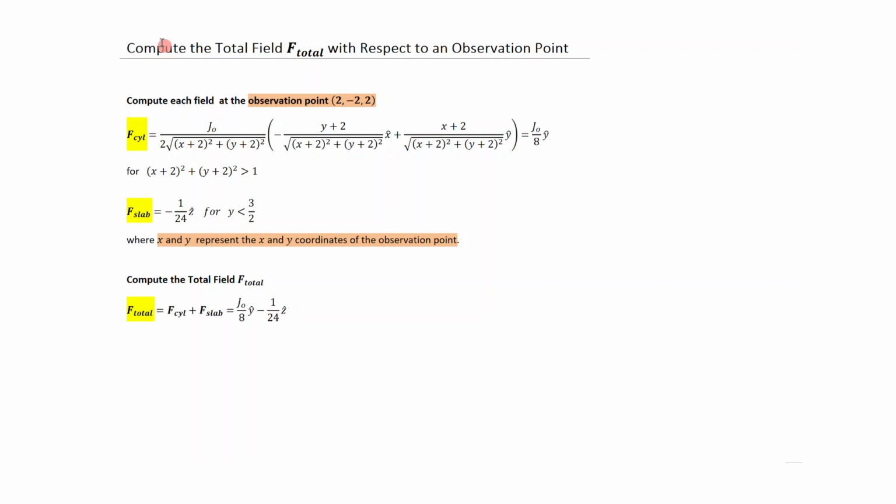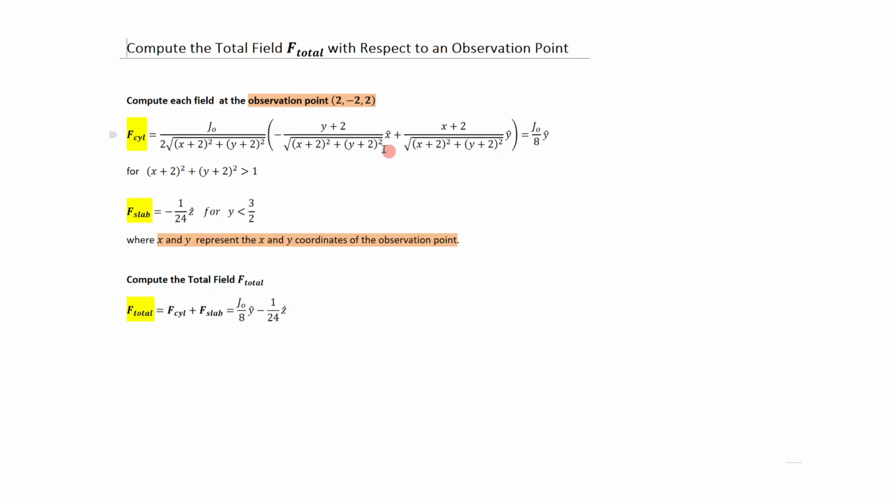All right, so the last step is to compute the total field with respect to an observation point. The observation point in this case has coordinates 2, minus 2, 2. Now, since this observation point is exterior to the slab, it means that we are only considering the expression that relates to a position outside the cylinder, and that corresponds to the expression that we see here. And so we just have to substitute the values of 2 and minus 2 for x and y into this expression.